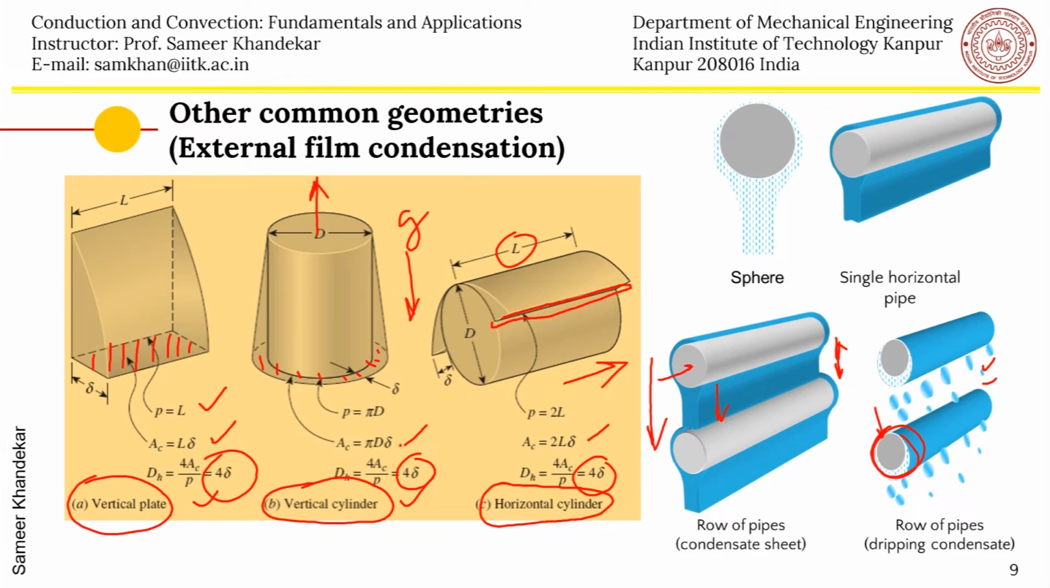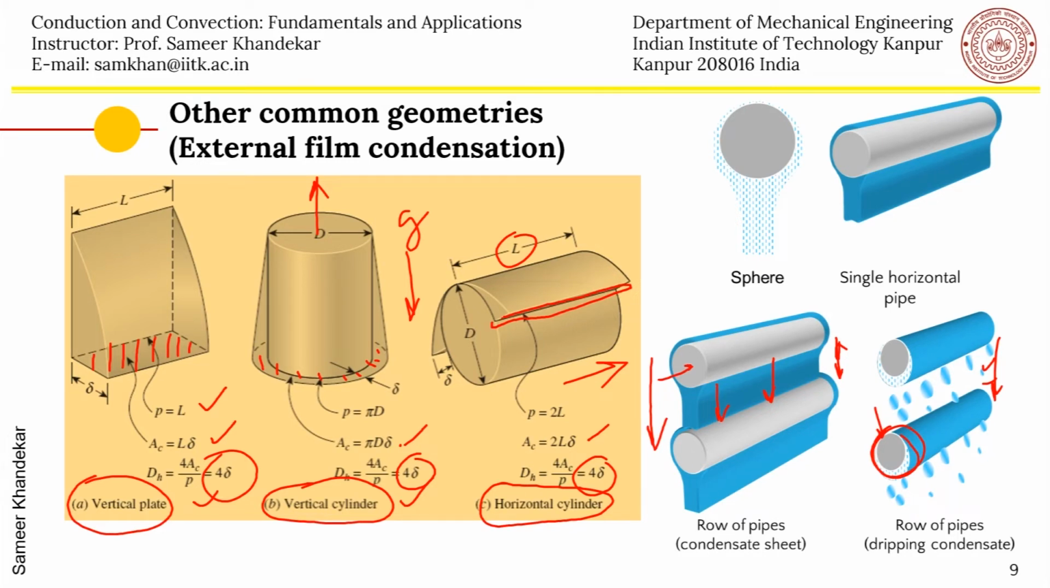So these are various applications of film-wise condensation. And the analysis becomes simpler if you have geometries like a vertical plate or a vertical cylinder or a horizontal cylinder. And that is what we will take up next: film-wise condensation on a vertical flat plate.